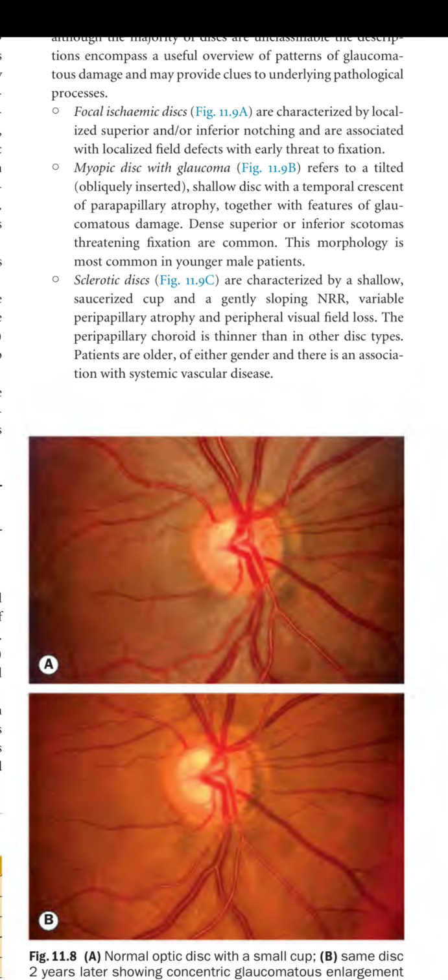Next is a sclerotic disc. Sclerotic discs are characterized by a shallow saucerized cup with gentle sloping of the neuroretinal rim, variable peripapillary atrophy, and peripheral visual field loss. The peripapillary choroid is thinner in this disc type. Patients are older and of either gender, and there is an association with systemic vascular disease. So basically the cup will be very shallow and saucerized, and you will not see a cup with very distinct margins.